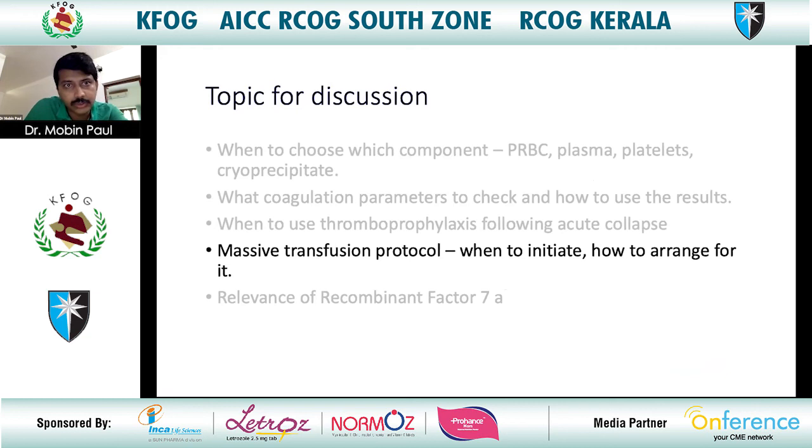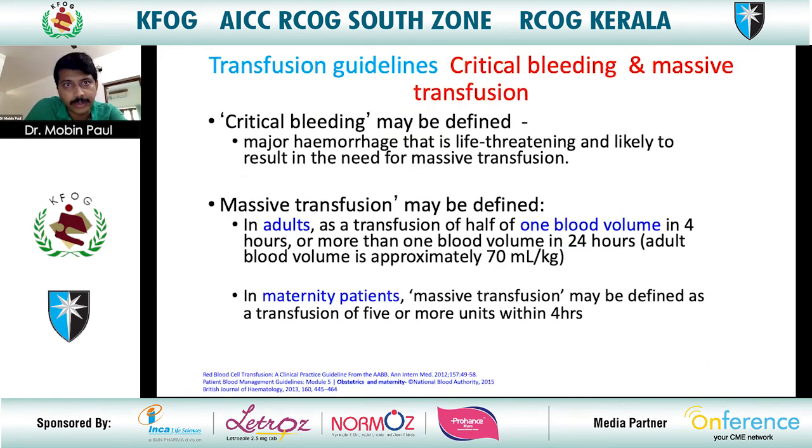So you need to put it in such a way that there's a critical bleed. You should define it: massive hemorrhage that is life-threatening and likely to result in the need for massive transfusion. Massive transfusion is defined in adults as 1 blood volume in 24 hours, or half a blood volume in 4 hours. In maternity patients, massive transfusion can be defined as a transfusion of 5 or more units needed over the next 4 hours.